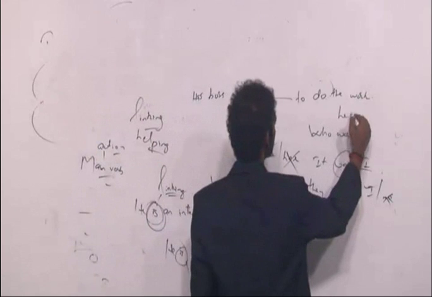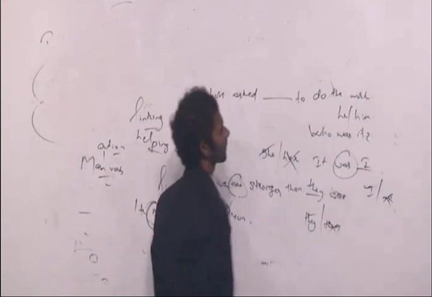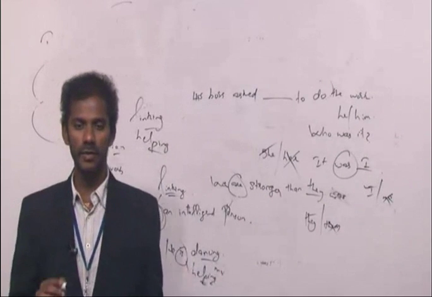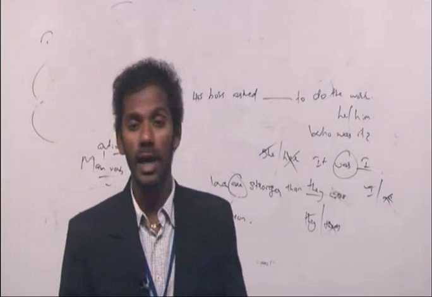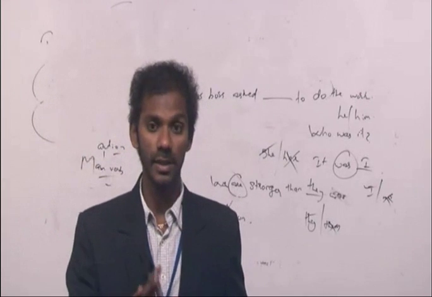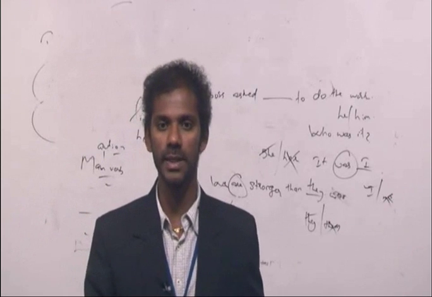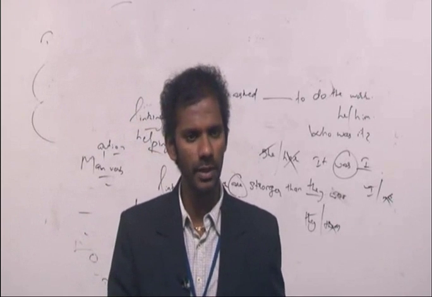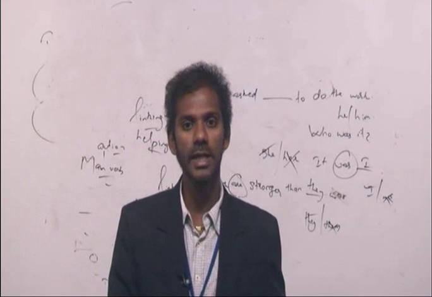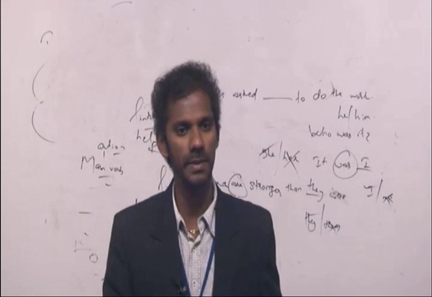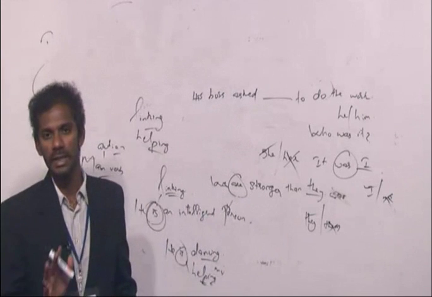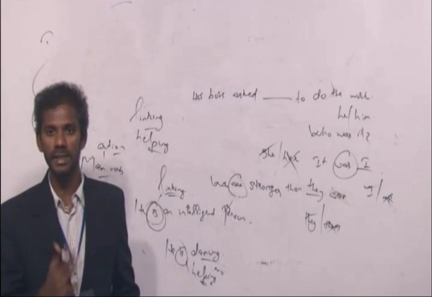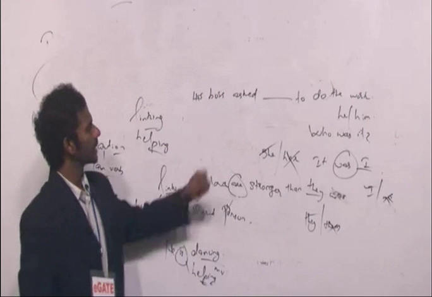Options are he, him. I said the rule is this: if a pronoun comes before an infinitive or after an infinitive, it is not subjective, it must be in the objective form. That is the rule. You know what an infinitive is? To plus verb. If there is a pronoun before or after an infinitive, that pronoun must be in the objective form. Clear? Come to the sentence now.